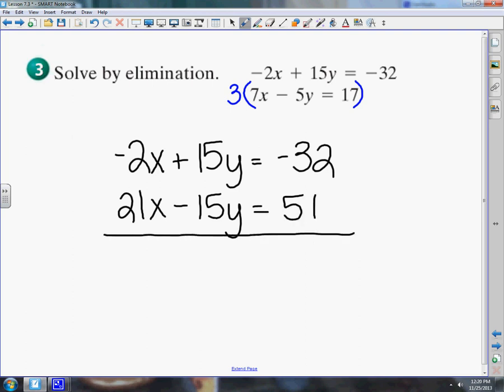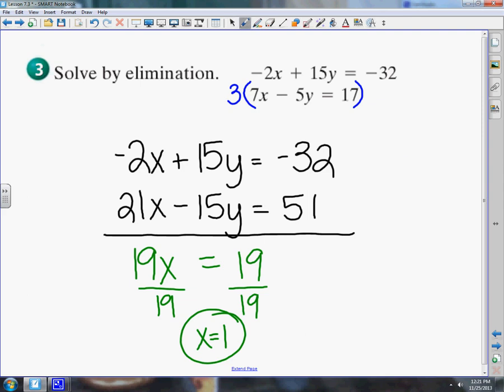And I'm going to draw my line. And now, the 15 and the negative 15 are already opposite signs, so now I just have to add. Negative 2x plus 21x is 19x. And 32 and 51, that's a positive 51, and I'm going to add 32, that's 19. So then I divide both sides by 19. So x equals 1.